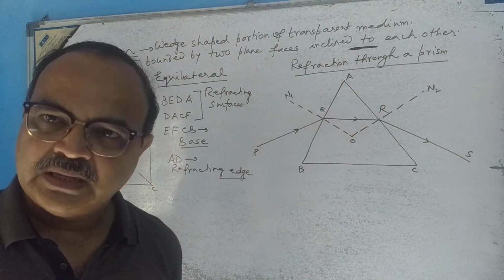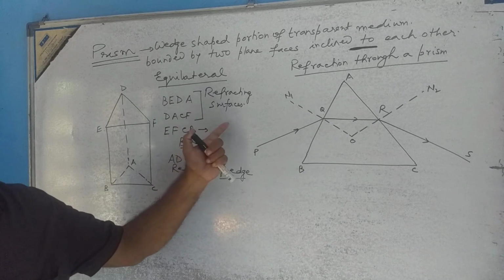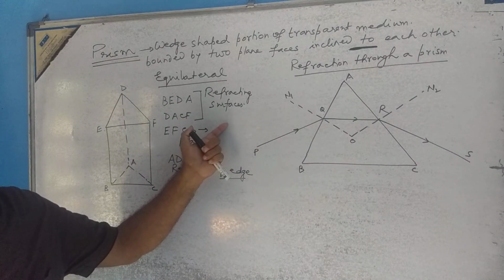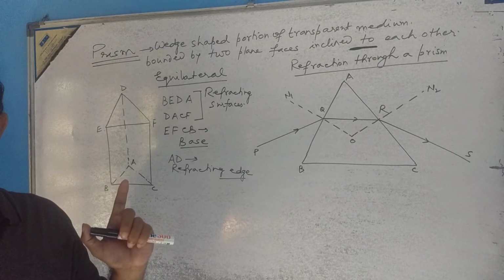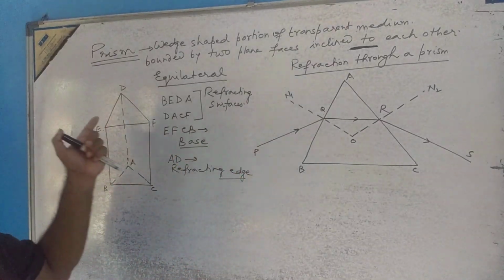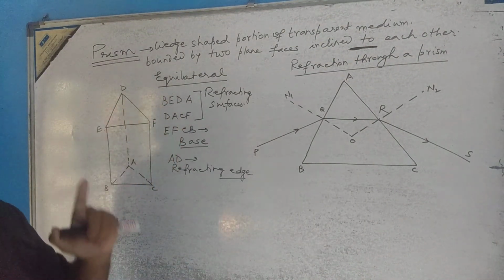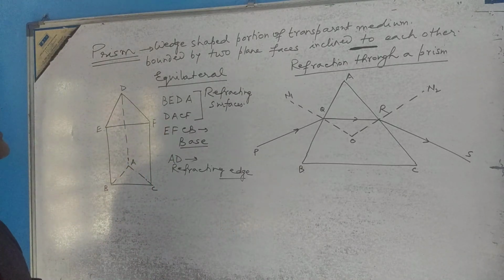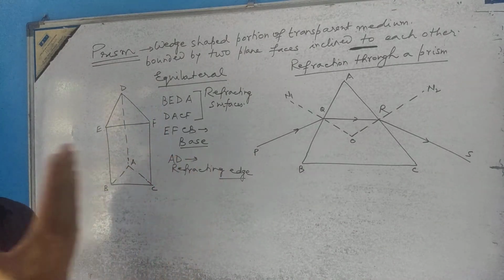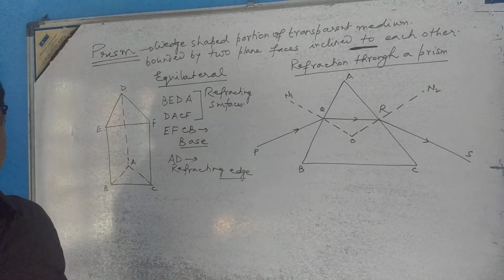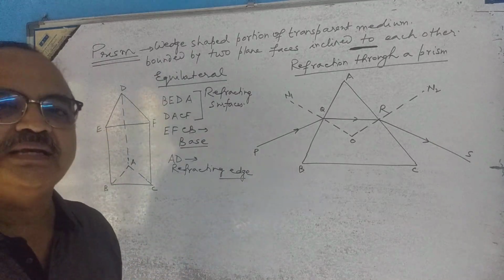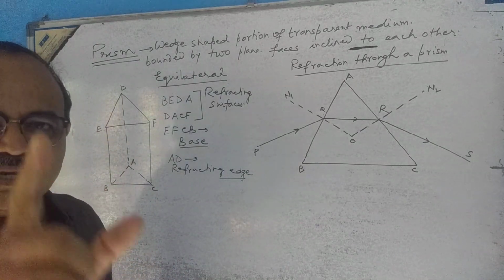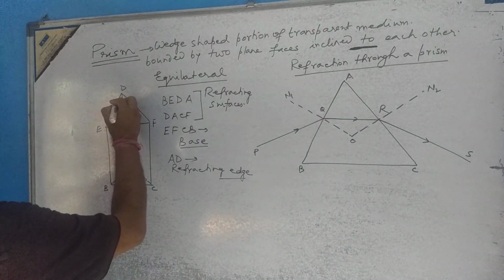I hope you understand. As the name refracting surfaces suggests, the refraction will take place through these two surfaces, BEDA and DACF, as shown. The base is in front of us; normally the refraction will not take place through it. In our discussion, the refracting surfaces are those through which the refraction takes place.